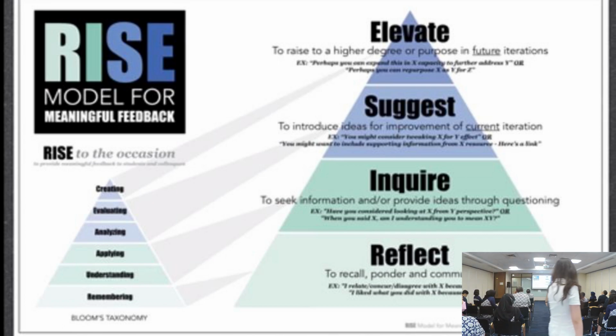Well, one theory in terms of feedback that I try to go through is what we call RISE, from bottom to up. The first is Reflect, which means to recall or ponder and communicate. So in this case, it's the process where the students start to find out some information, they learn that from their peers, and then probably come up with questions later in the inquiry, seek some information, provide ideas.